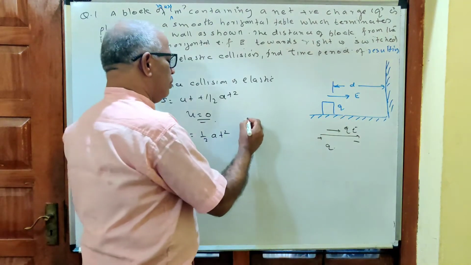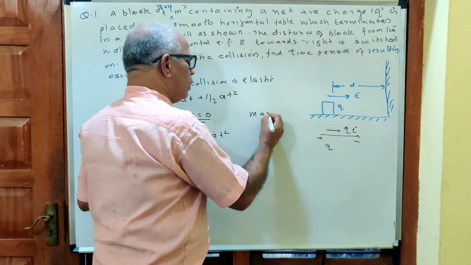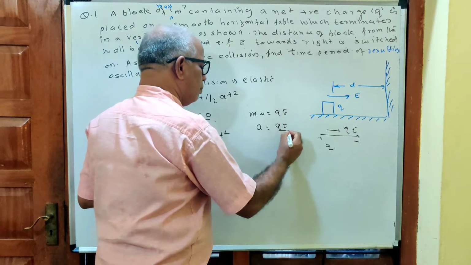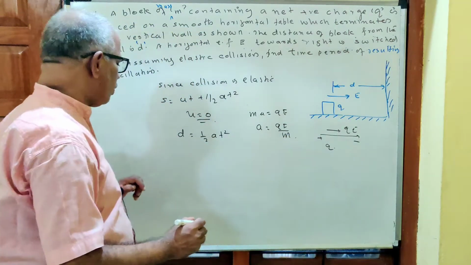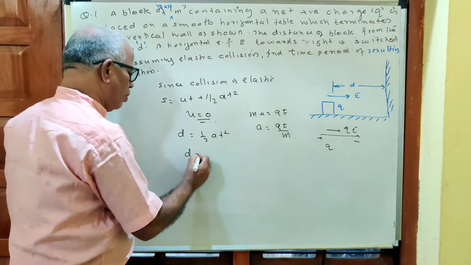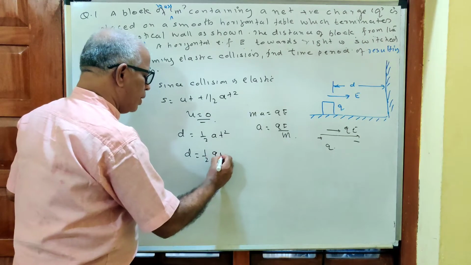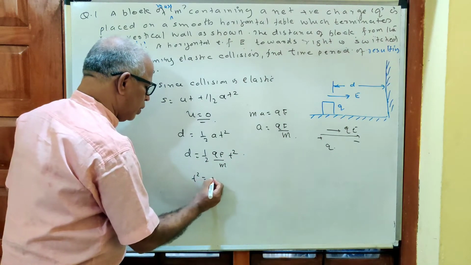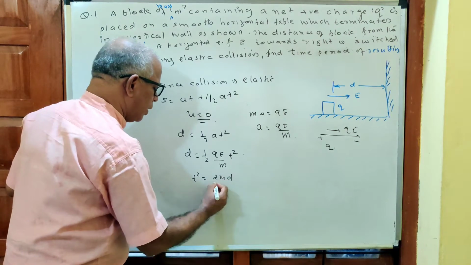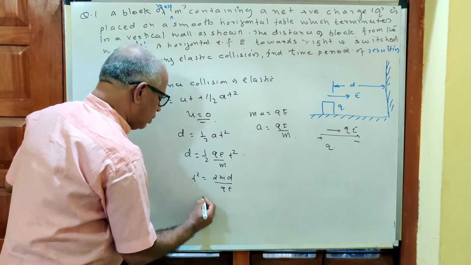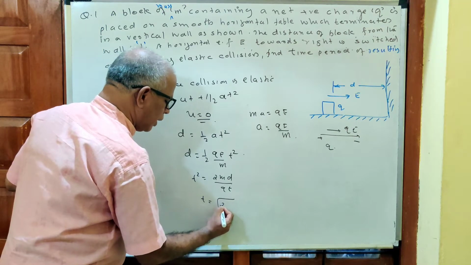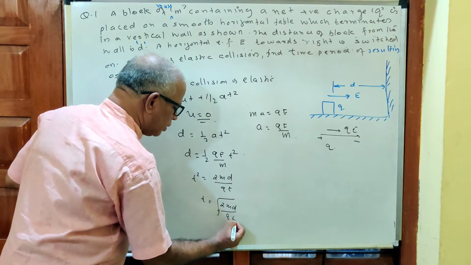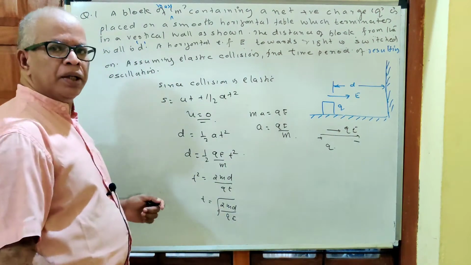What is a? ma is equal to QE, so a is equal to QE by m. So D is equal to half into QE by m into t square. That is, t square is equal to 2md by QE. This is the time taken by the block to reach the wall before hitting the wall.